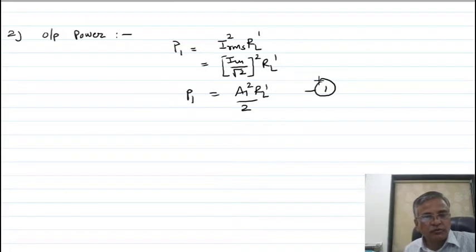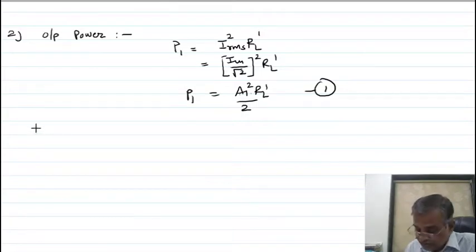To calculate the output power at the fundamental frequency, you can use the equation I square RMS into RL dash. IRMS is Im by root 2, already you know that, into RL dash, and for Im I am writing A1, the strength of the current at the fundamental frequency. So we have A1 square RL dash.